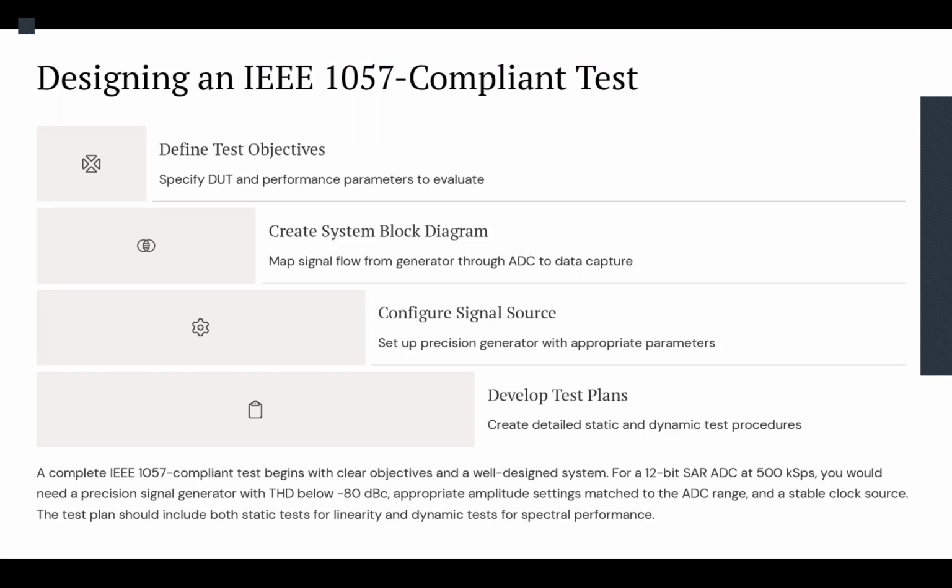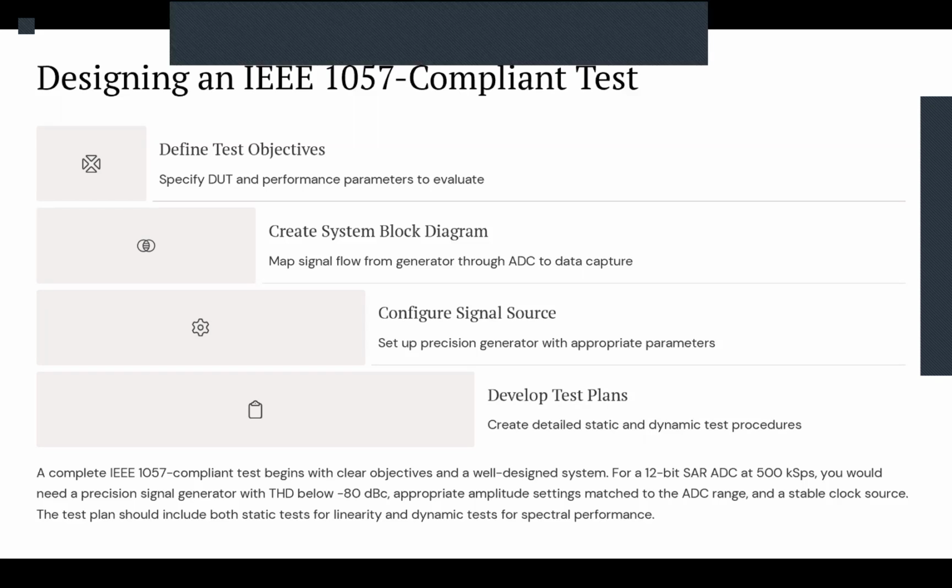The first step is that we need to define the test objective. That means we have to identify the device under test, or DUT. For example, it could be a 12-bit SAR ADC operating at 500 kilosamples per second.